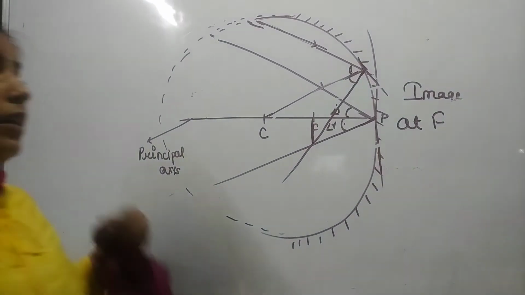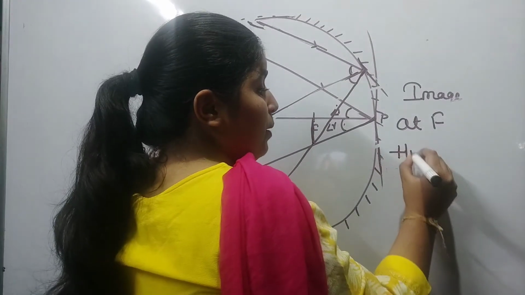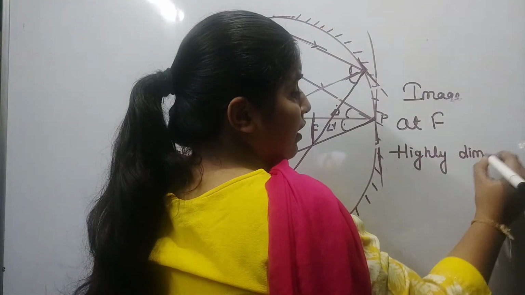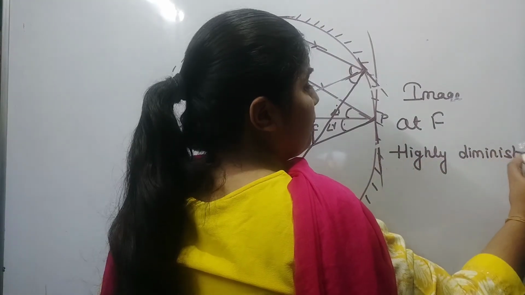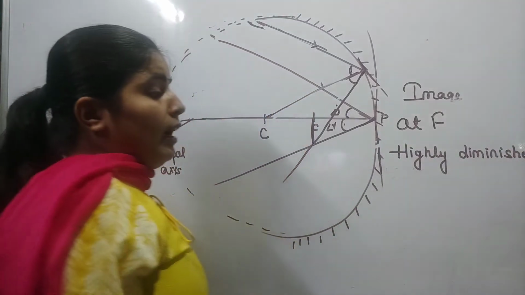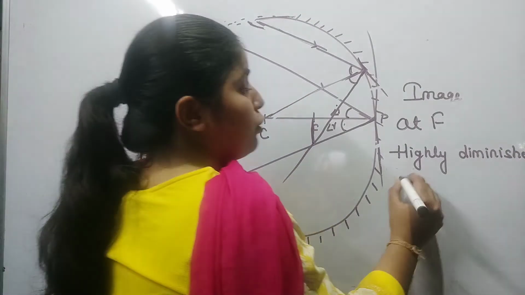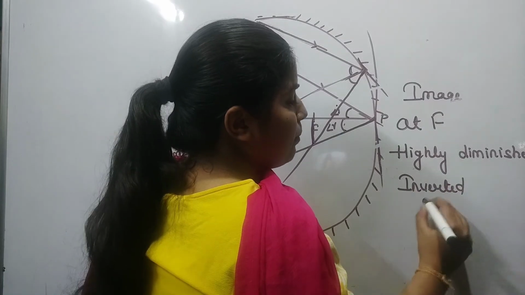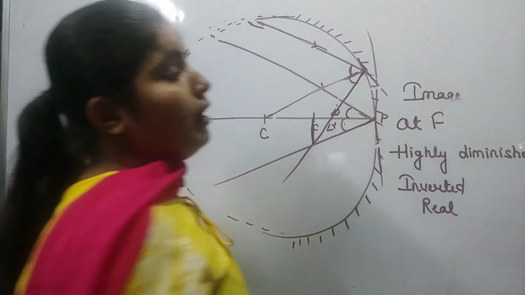and it is highly diminished, very small in comparison to the object, and it is also inverted in nature, but the image which is formed is real because the reflected rays actually meet each other.